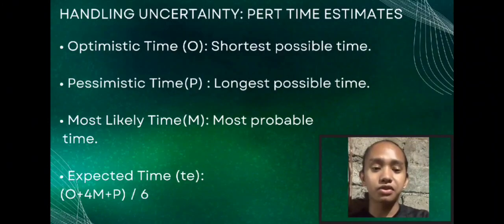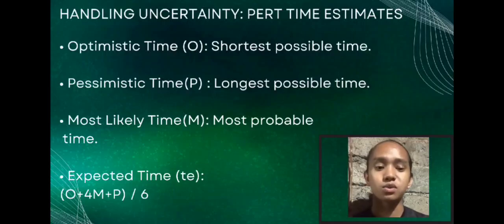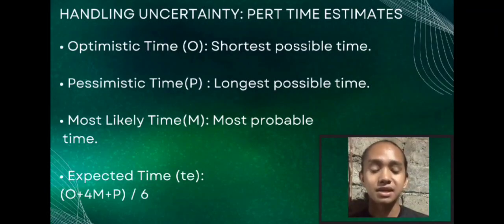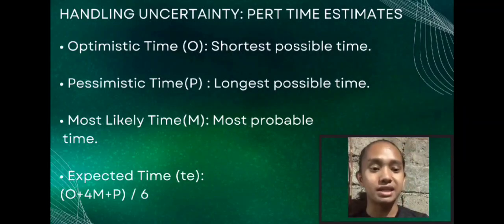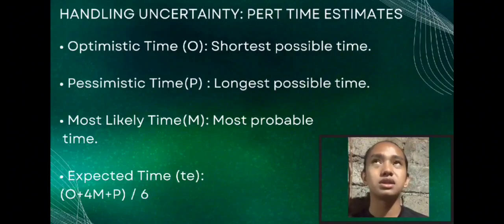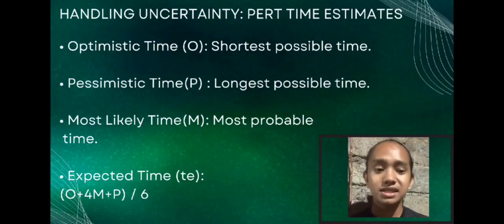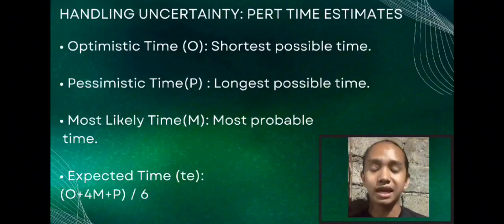Then the third is the most likely time. This is your best guess for how long the task will actually take under normal circumstances. Then last is expected time. Instead of just picking one of these times, PERT gives you a way to get a more balanced estimate. It uses a formula that gives importance to the most likely time but also considers the best and worst cases. So this helps you have a more realistic idea of how long things will probably take, considering that things might not always go smoothly.